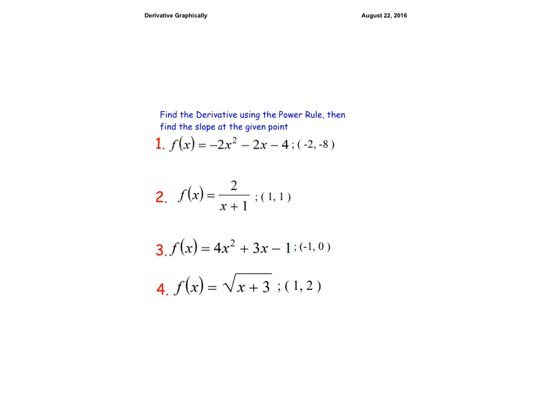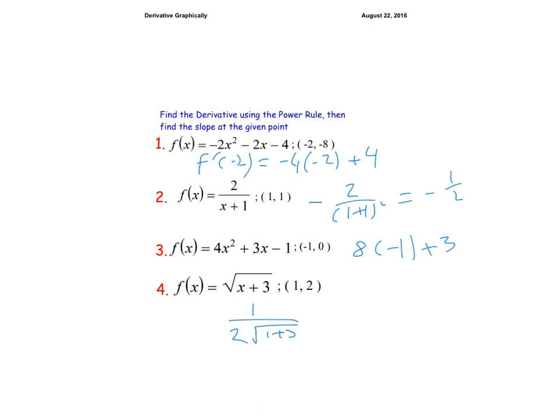Find the derivatives using the power rule, then find the slope at the given point. Please do these problems. Pause the video and try them. So to talk about these, I kind of skipped a step. I don't need to really talk about 1 and 3. Those are kind of simple.